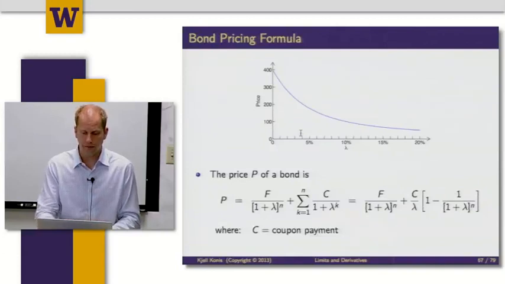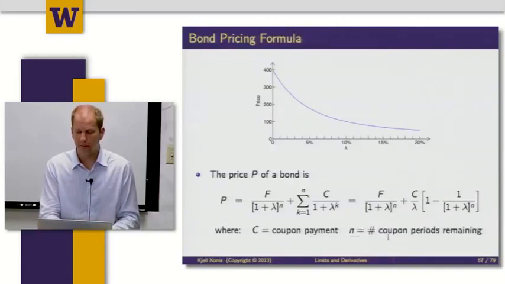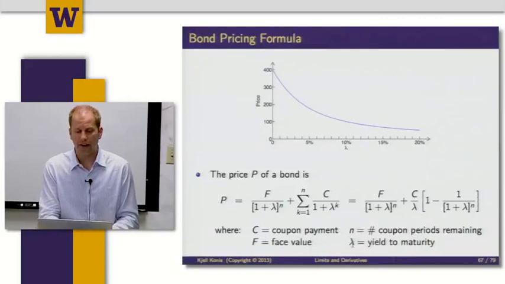So C is a coupon payment. N is the number of periods remaining. F is the face value. And then this value lambda, which is sort of playing the role of the interest rate from our last calculations, for bonds, it's called yield to maturity.